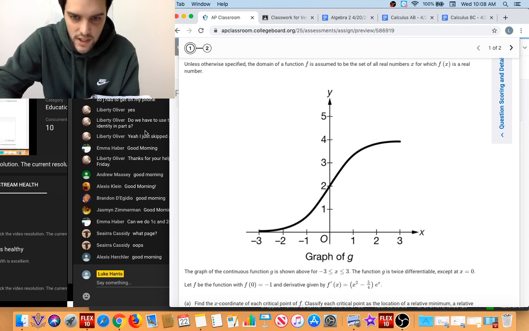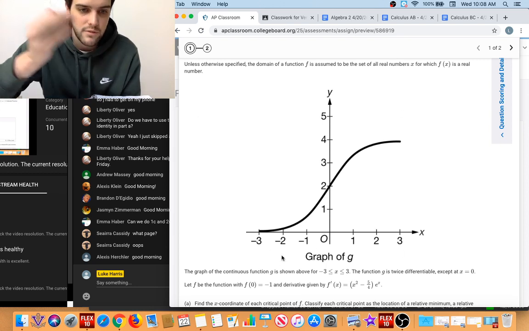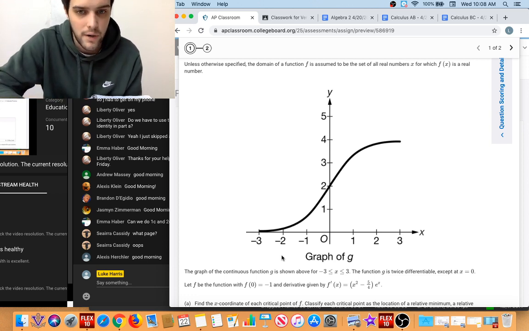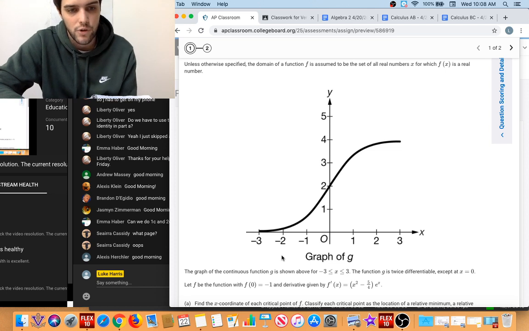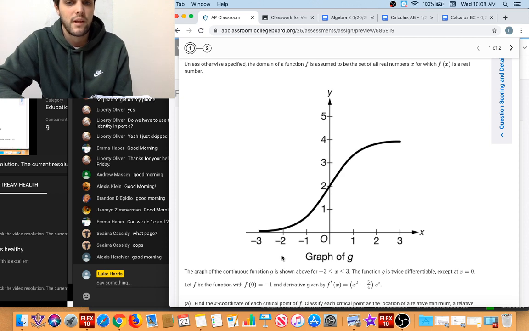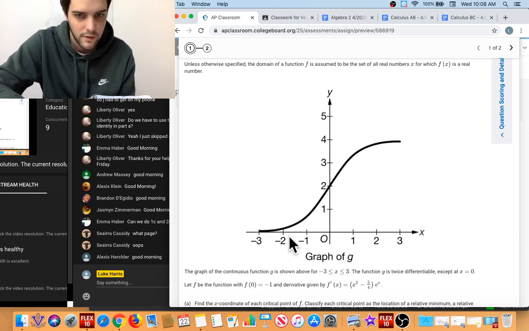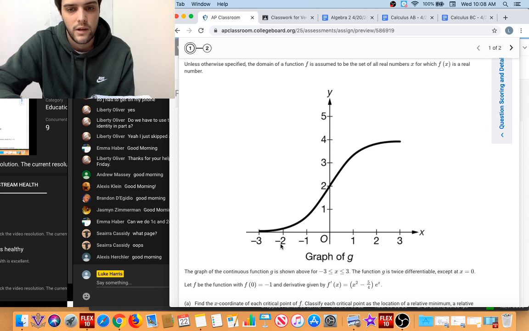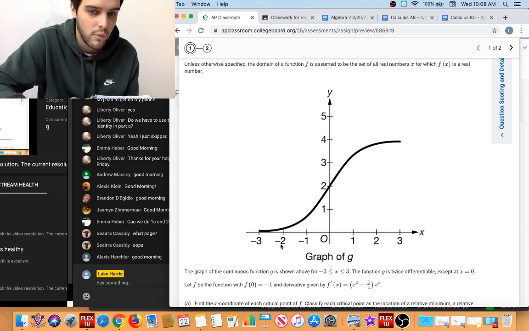Okay, so if this is g, what do we need to know? First of all, let's remember this, a crucial part of this problem. What are g prime and g double prime signifying? Well, g prime is the derivative, which is the slope of the tangent line, which means it tells us the slope of the graph. What's happening at each point of the graph? Are we increasing or decreasing? That's what a derivative is saying. It's telling us whether our original function is increasing or decreasing. g double prime is telling us concavity. Where is it concave up? Where is it concave down?